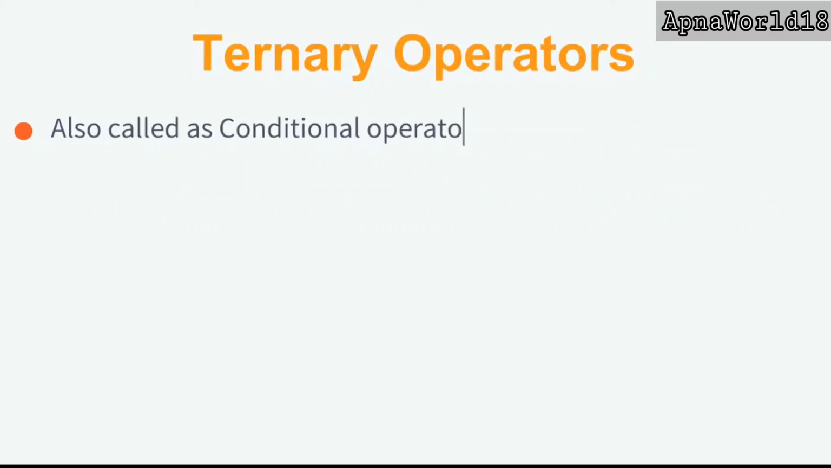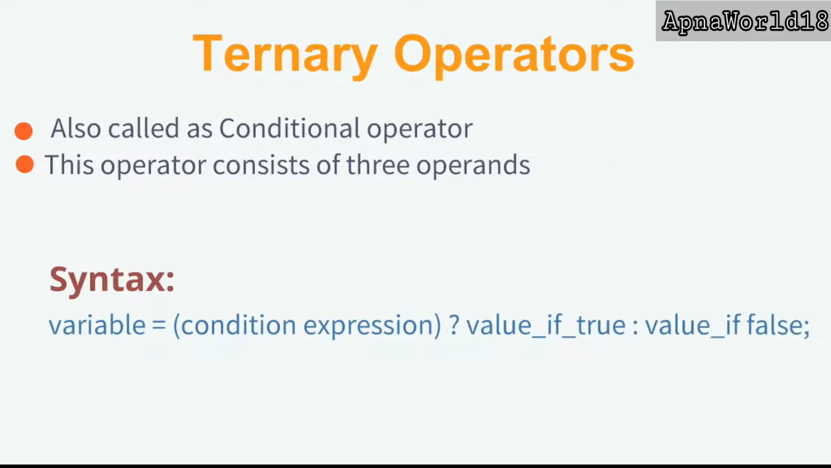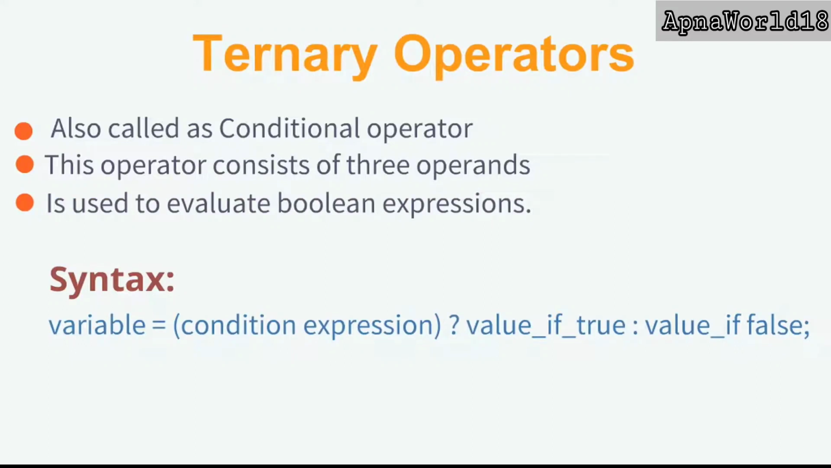Now let's take a look at ternary operator. Ternary operator is also called as conditional operator, and it is the only operator which uses three arguments or operands in Java. If you see the syntax, it is a simpler alternative to if-else statement and is used to evaluate Boolean expressions. The conditional operator has three parts. First is an expression, then is a statement which is evaluated if the expression evaluates to true, and then is a statement which is executed if the expression is evaluated false.